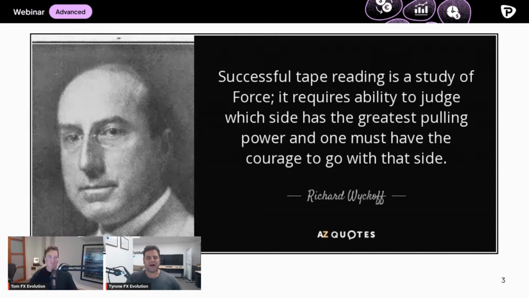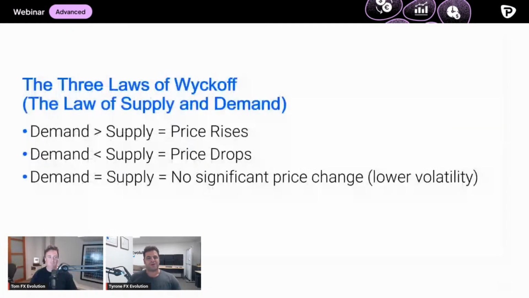Well, Tom, your idol, Richard, likes to say that successful tape reading is the study of force. It basically requires the ability to judge which side has the greatest pulling power, and we have to have the courage to go with that side. And I think it's very important because sometimes people will look at a trend and say, I want to go against it. People love to go against the trend, but you really have to have the courage to go with the side that's giving us the most pulling power.